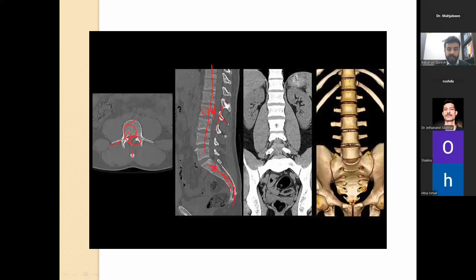This is the sacrum, and this is L5. This is the way of counting down the vertebral bodies. If we start counting from the lower portion, we first have to identify the sacrum, the combined vertebral bodies which make the sacrum, and then we start counting. This is L5, L4, L3, L2, and L1.